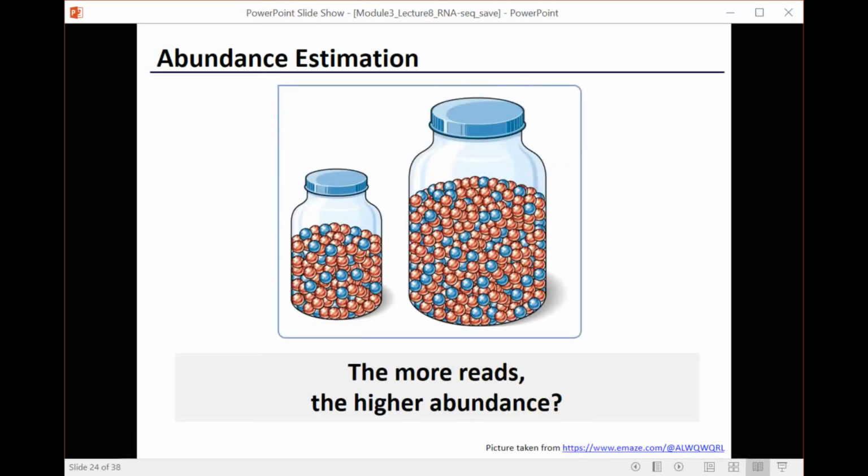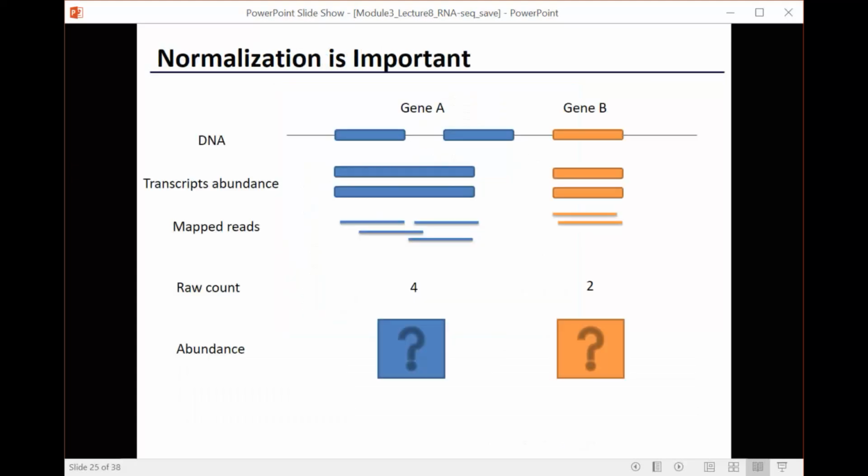So here, for the abundance estimation, we can consider RNA-seq to be essentially random sampling of transcript sequences. The number of reads mapped to a particular transcript is proportional to its transcript abundance. So we can use the total number of reads that fall on a transcript to estimate its expression. But does it really mean the more reads, absolutely the higher abundance? We have to look at several examples.